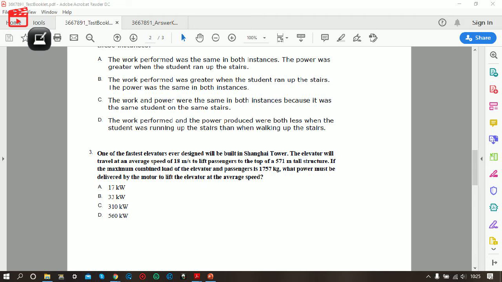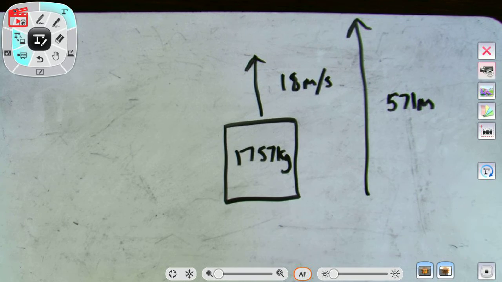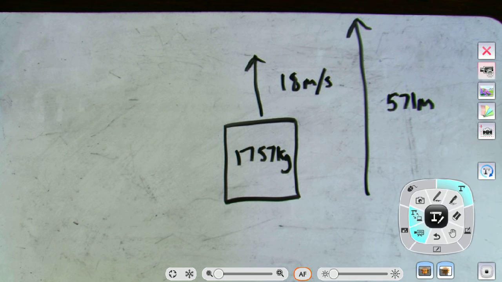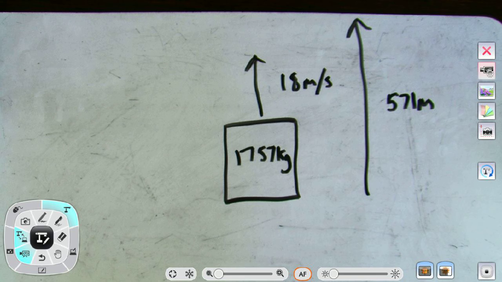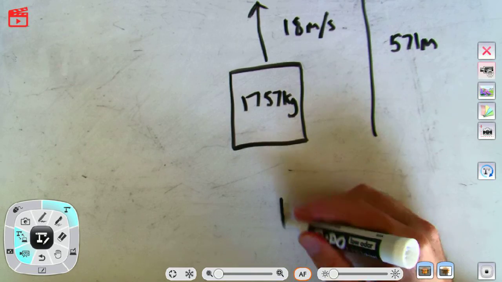So let's have a look at this. I've drawn this on my whiteboard. The important information is there. All right, we have a mass of 1,757 kilograms. Our average speed is 18 meters per second. We go 571 meters up. We're asked for the power.